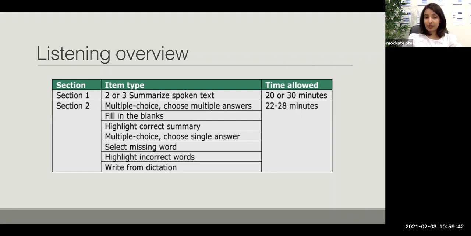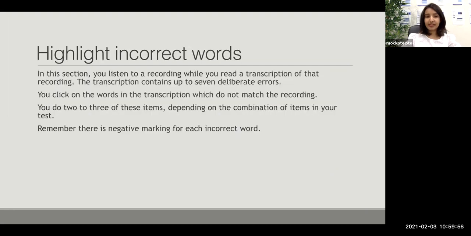You should not waste too much time on them, because if you do, you will not be getting enough time for the important question types. All right, so coming to highlighting correct words, which is really important, but you don't need much time for this item, because you will be listening to a recording which could be maximum 2 minutes long, and the transcript of the same recording will be given to you on the screen. So while you're listening to the audio, you have to read through the transcript as well, word by word.